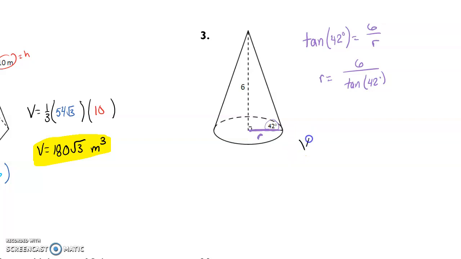So in this case, the volume is going to be equal to pi r squared, but this is our radius. I sometimes like to just type that in, 6 over the tangent of 42 degrees, and then times our height times 6. If you did that and you rounded it, great. Just round out to as many decimal places as you can.